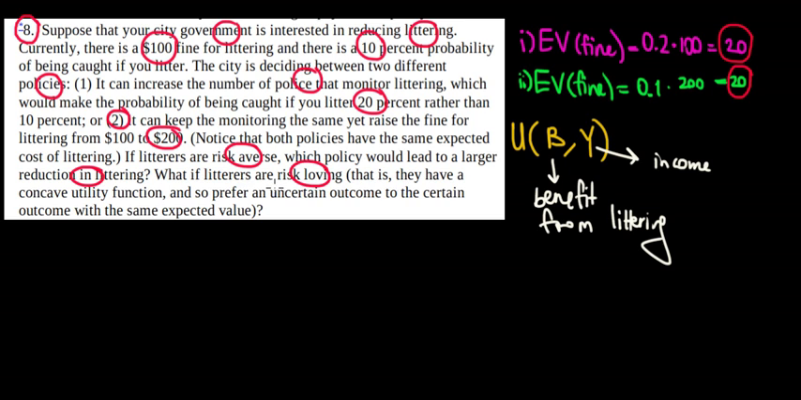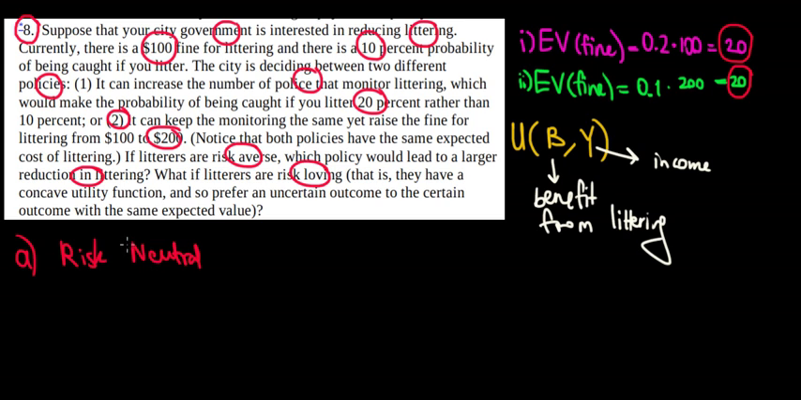Now, in the first case, what do we have? Let's call that A. We have a risk-neutral individual, right? We have risk-neutral behavior. If we're risk-neutral, what does it affect us if we are charged the first policy or the second? Well, in either case, we're going to pay $20. So the behavior is going to be the same. It won't make us litter less or litter more.